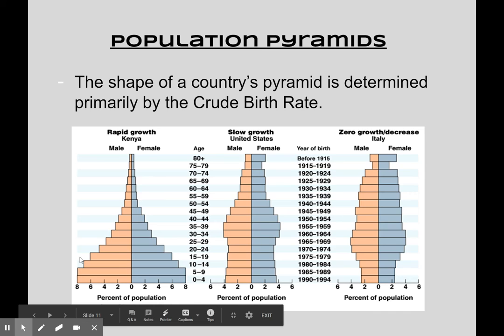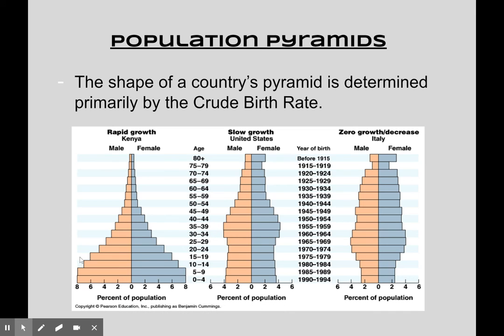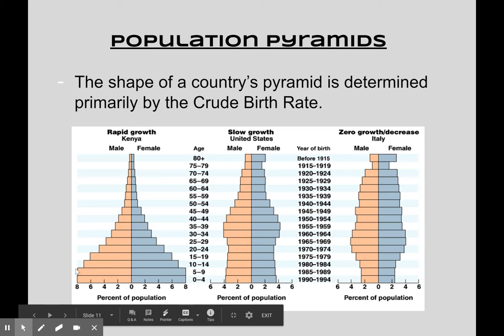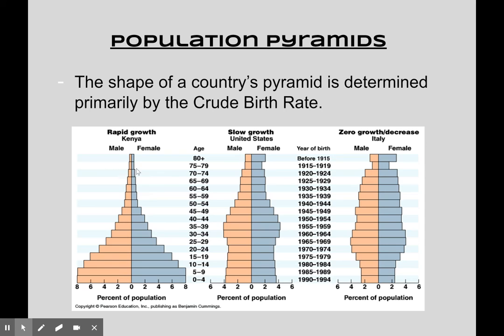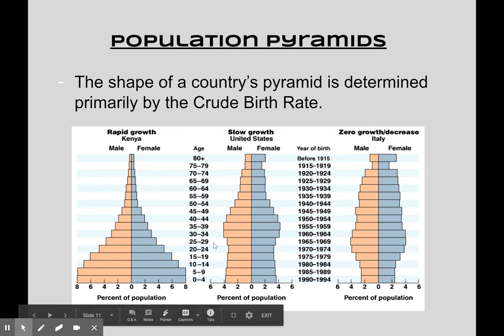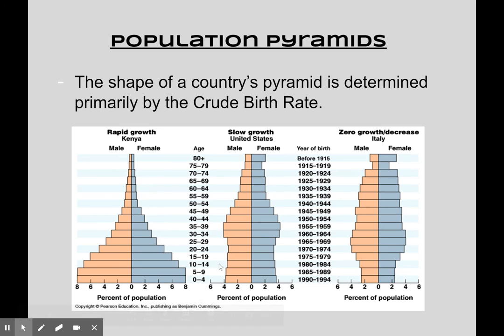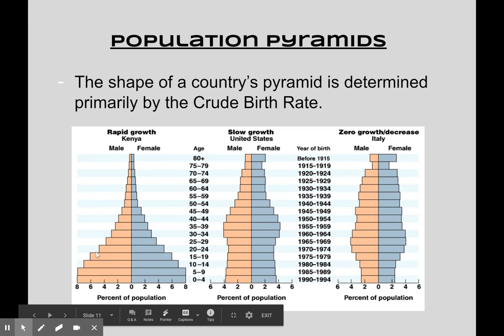You can also use different population pyramids to look at different things and determine how the rate of growth is going. If you see Kenya, their younger population is a lot bigger than their older population, and we'll look at different reasons why that might be. But if you look at America, where we have a slower growth, it's not as drastic as it would be in Kenya. It's still a growth. You can see the line, but it's not as much. It's not as rapid as this one.